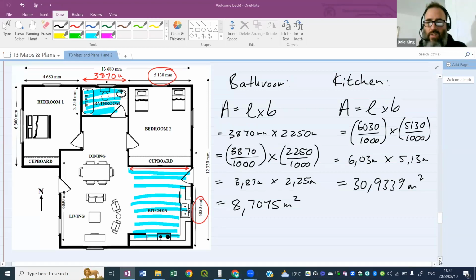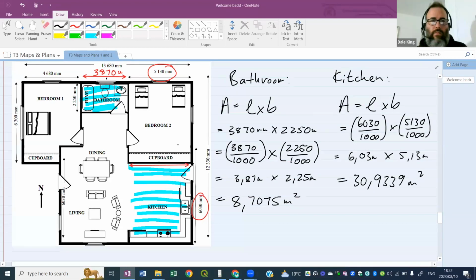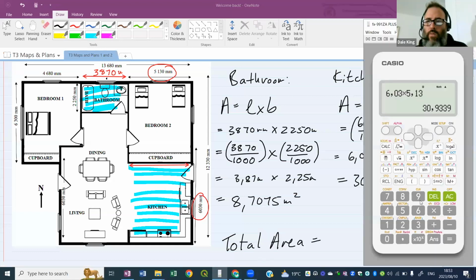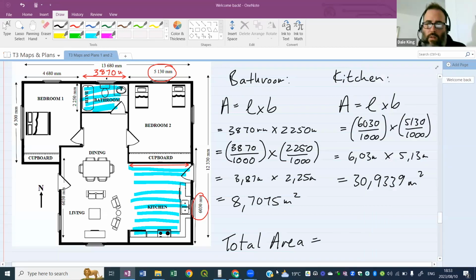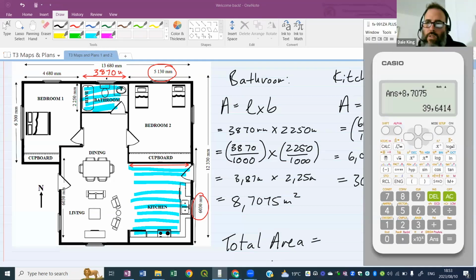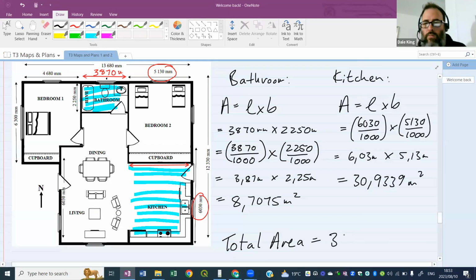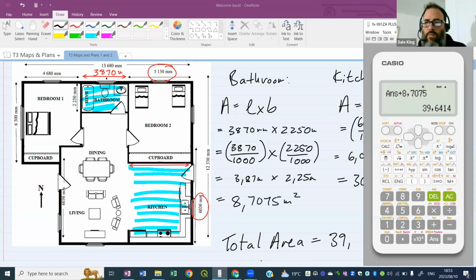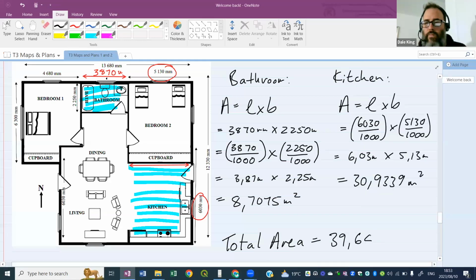All right. What do I do now? You're gonna add those two answers together. All right. So the total area. Okay, so 30,9339 plus 8,7075. All right, this gives us 39,6414. Yes. 6414. Can I round this off?